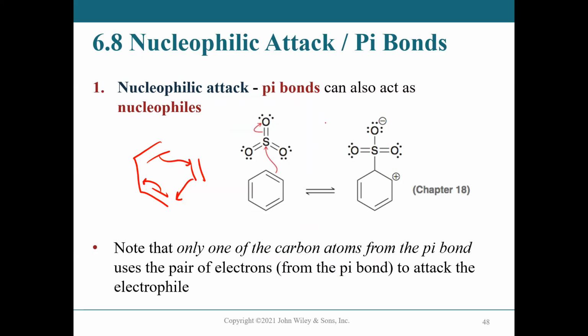So pi bonds can also act as a nucleophile. Here we see this pi bond right here. It's attacking this sulfur group. The electrons are going to be then put on the oxygen group, and we can have that bond formed. Just note that only one of the carbon atoms from the pi bond uses the pair of electrons to attack the electrophile.